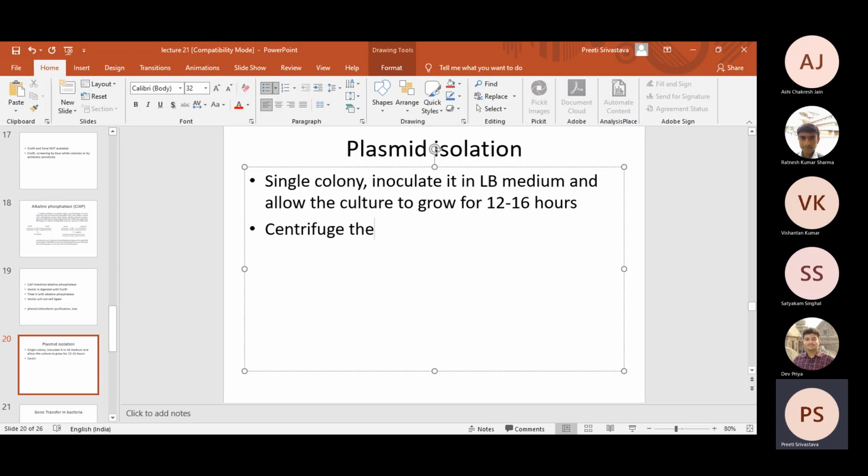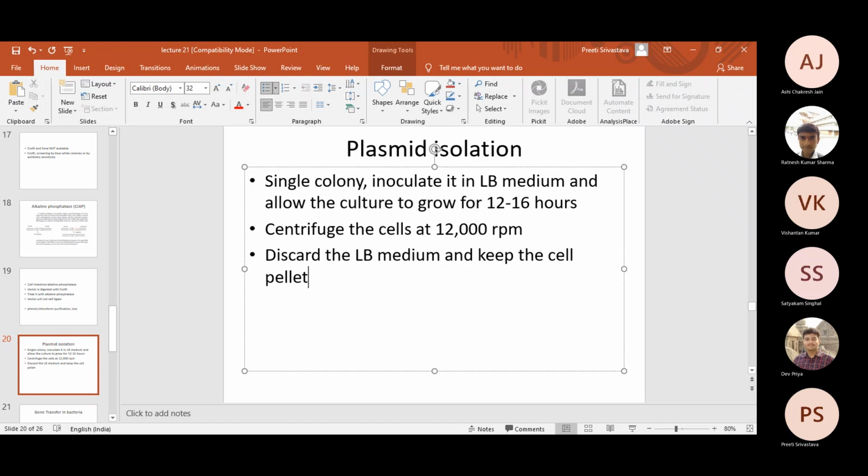Centrifuge the cells, and this step you can perform at 12 or 13,000 rpm. Discard the LB medium and keep the cell pellet, right? The pellet is actually washed, so wash the pellet with Milli-Q as well, or you can use solution 1. What is there in solution 1? I'll be telling you in a minute.